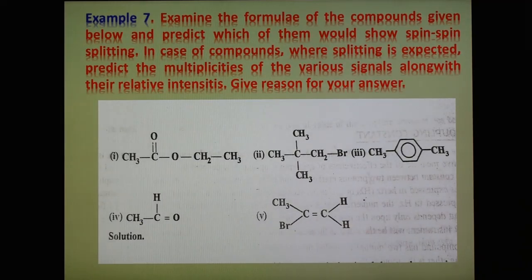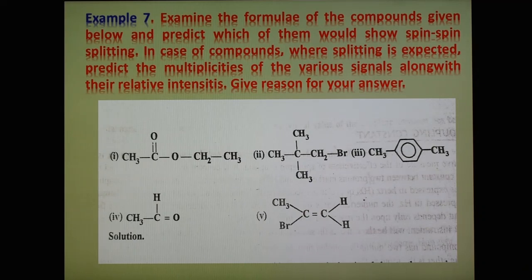Example 7. Now here examine the formula of the compounds given below and predict which of them would show spin splitting, and in the case of compounds where splitting is expected, predict the multiplicities of the various signals along with their relative intensities and give the reason for your answer. And now here, as we know, 5 compounds are given, and for these 5 compounds we have to explain which compound is showing spin splitting and detail about that.